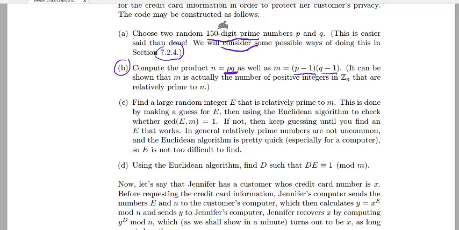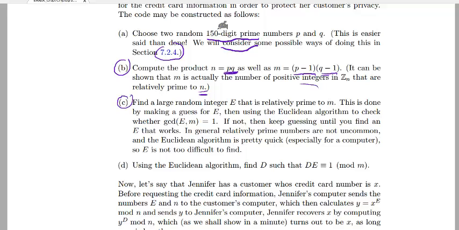Now, why do you take P minus 1? It turns out that P minus 1 is actually the number of integers less than P that are relatively prime to P. Q minus 1 is the number of integers less than Q that are relatively prime to Q. And P minus 1 times Q minus 1 is the number of integers less than PQ that are relatively prime to PQ. All right, that's not an obvious fact, but it happens to be true.